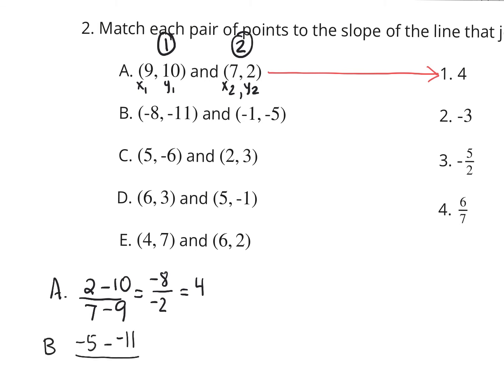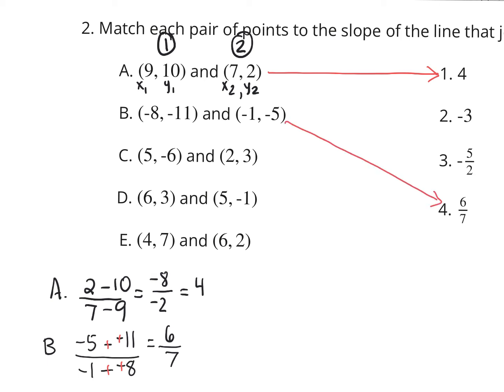Be careful that there is a double negative there. -1 minus -8. Whenever I see minus a negative, I turn that into a positive. So I'm going to remember that I add, and when I'm adding, I'm really thinking 11 minus 5 will give me 6, and 8 minus 1 will give me 7. So I end up with 6 over 7 for this one.